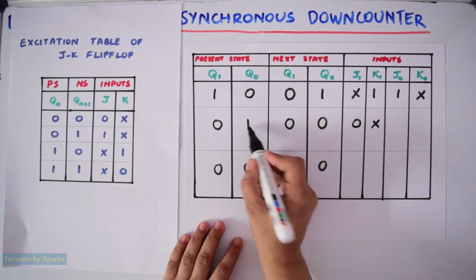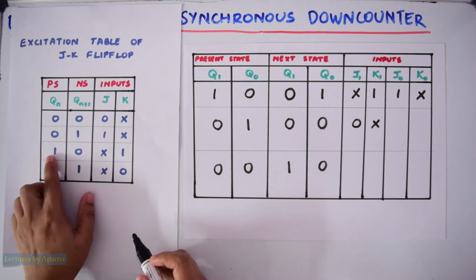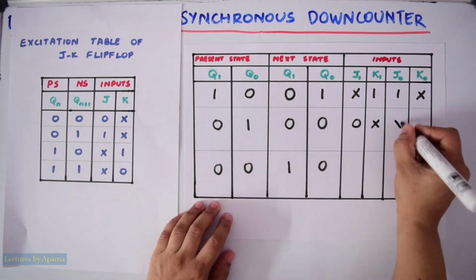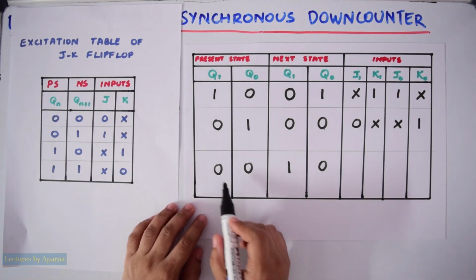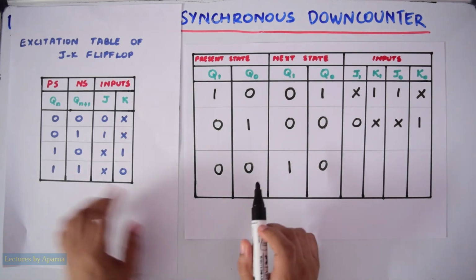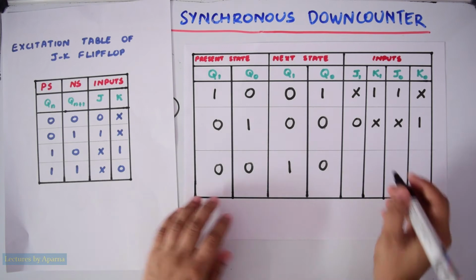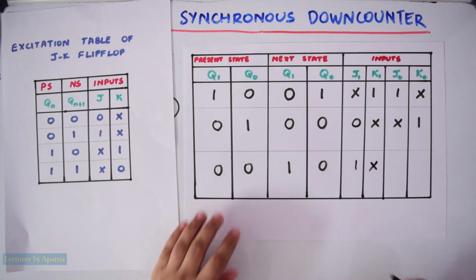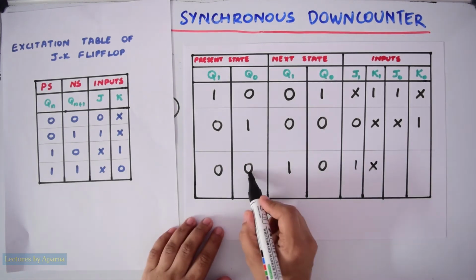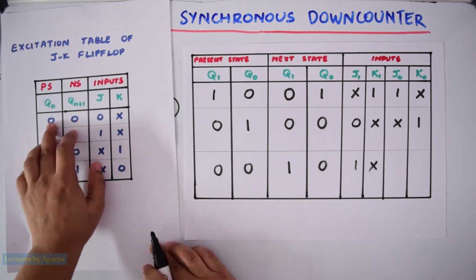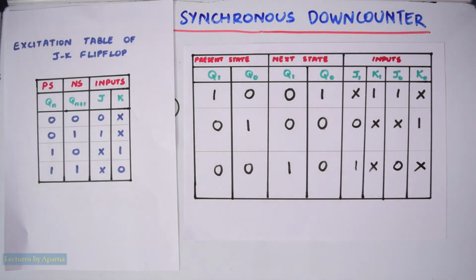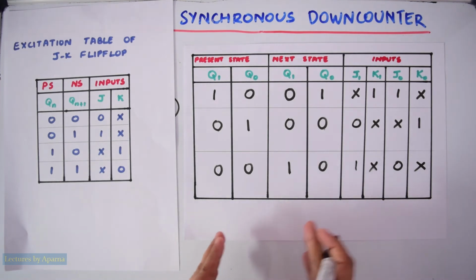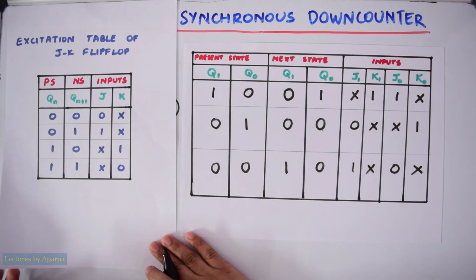Next it is 1 0. For combination 1 0, it is don't care 1. Next it is 0 1. For 0 1, it is 1 don't care. And next it is 0 0. For 0 0, it is 0 don't care. So this is the excitation table for the down counter that we are designing.